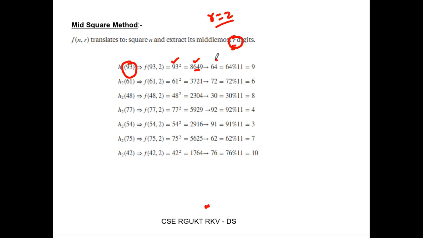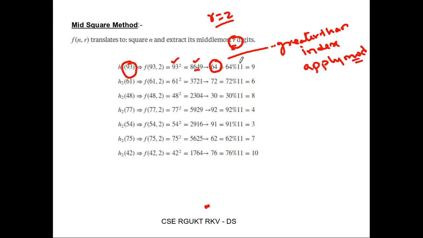Whatever number you get, if this value is greater than the index, you apply the mod operator. That is what we have done here. This value is greater than the size of your hash table, that is your array, that is your m. The size is 11, and the key which you got, 64 mod 11, is 9. So at the 9th index your element gets stored.